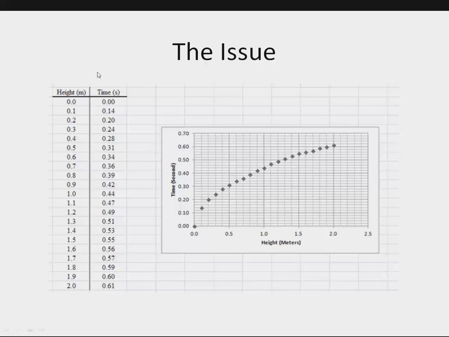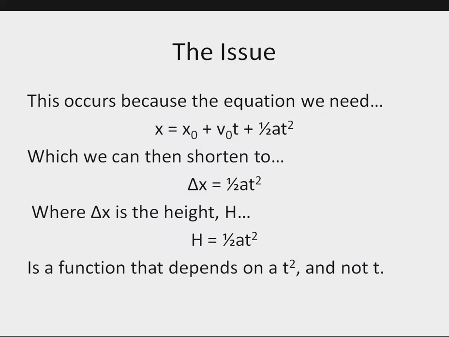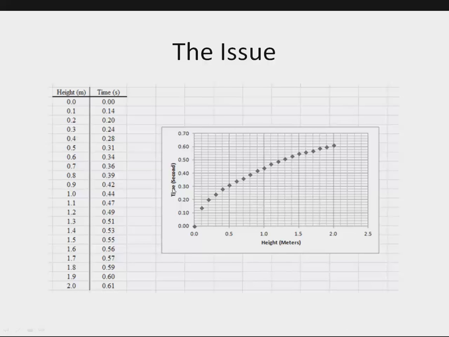This is the data set produced for the lab. And once we graphed it, this is our resulting graph. You'll see this graph is not linear. Therefore, we can't do a y-intercept and slope analysis. This is going to occur because as we take our equation and modify it, get down to the final equation here, h equals 1/2 at squared, we see it's a function that depends on t squared and not t. Our original graph, with t, is going to produce a square root function.